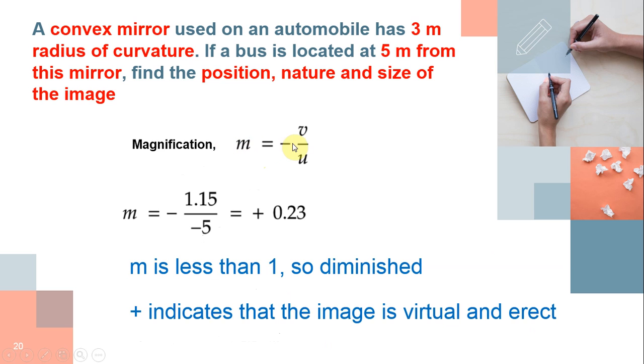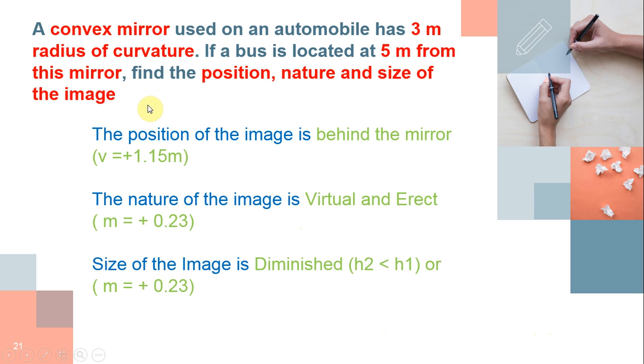M is equal to minus V by U. Substituting the values of U and V, which is equal to plus 0.23. Here plus indicates the nature of the image is virtual and erect, and here 0.23 is less than 1, so the size of the image is diminished.